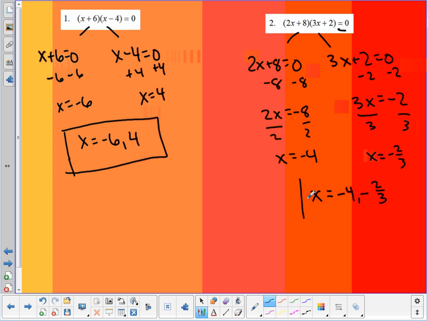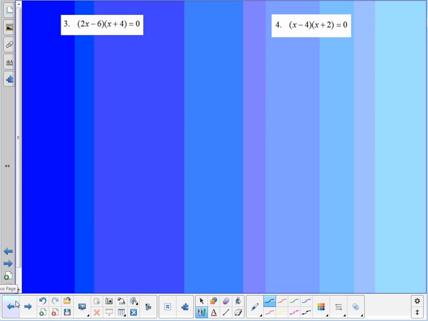Again, these are two values for x. This isn't an ordered pair. Notice I didn't put parentheses around it. These are two different values just for x. So let's take a look at number 3.